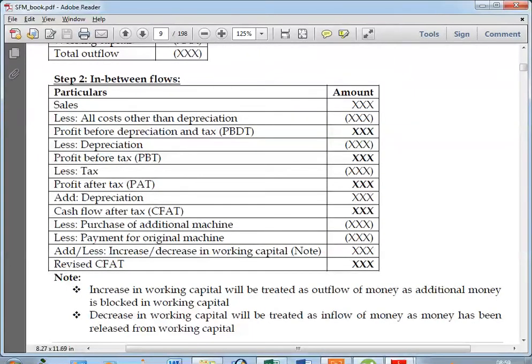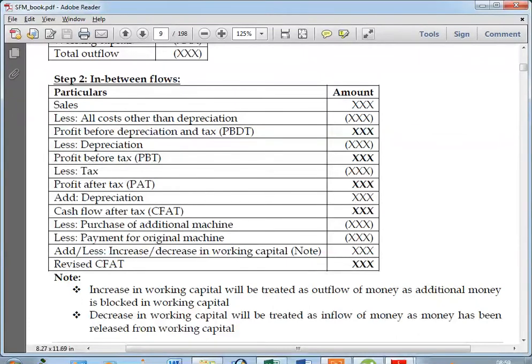Revenues, I deduct all costs other than depreciation. I get PBDT. I separately do a depreciation deduction. We get PBT, less tax, PAT, add back depreciation and CFAT. You understand till that. Other parts not required as of now. I'll explain later. Now, this is also kind of a flexible format.